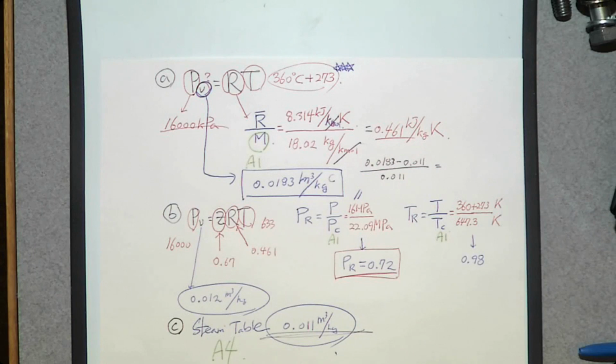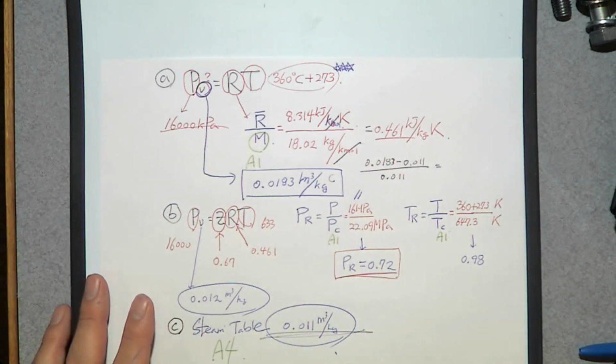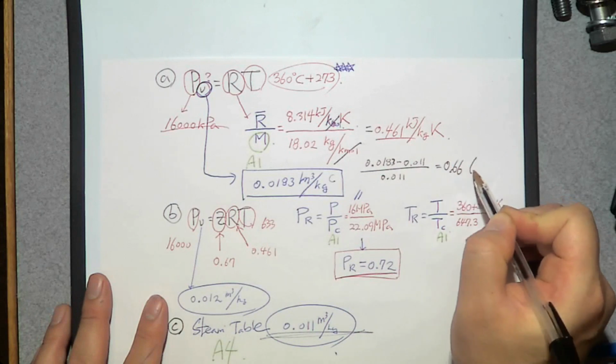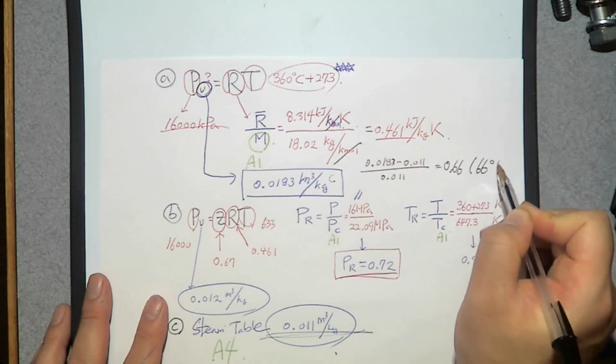0.0183 minus 0.011 divided by 0.011, we get 0.66. I'm sorry, 0.66. Yeah, that's correct. So 0.66, which means 66%.